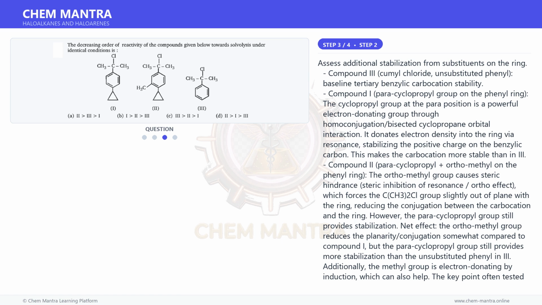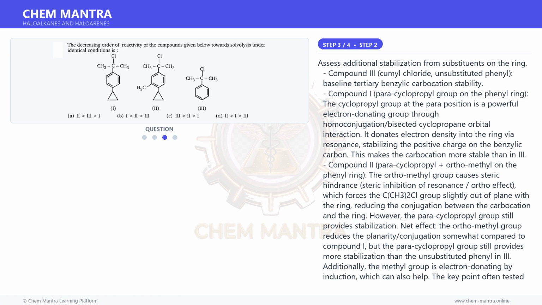Net effect: the ortho-methyl group reduces the planarity and conjugation somewhat compared to compound 1, but the para-cyclopropyl group still provides more stabilization than the unsubstituted phenyl in 3. Additionally, the methyl group is electron donating by induction, which can also help. The key point often tested is that the ortho-methyl group introduces steric strain that slightly twists the ring, reducing resonance stabilization compared to 1, but 2 still benefits from both the cyclopropyl and methyl electron donation.